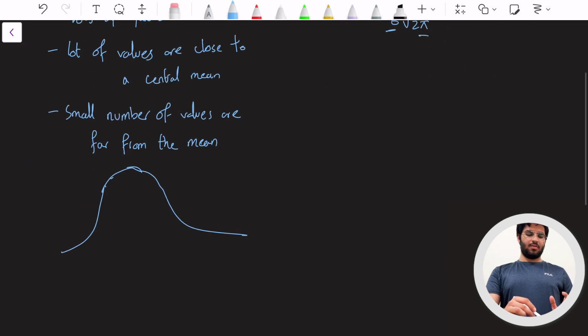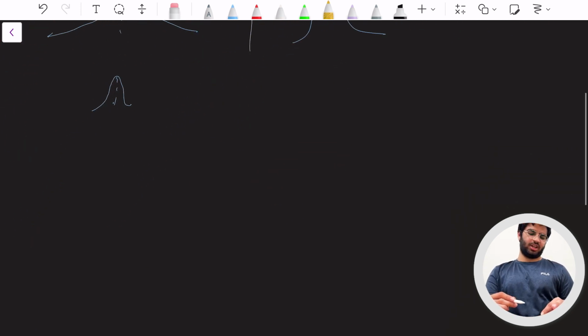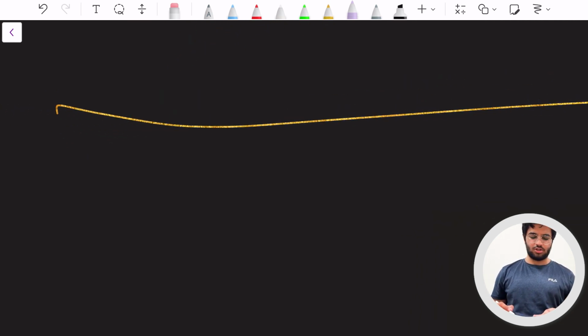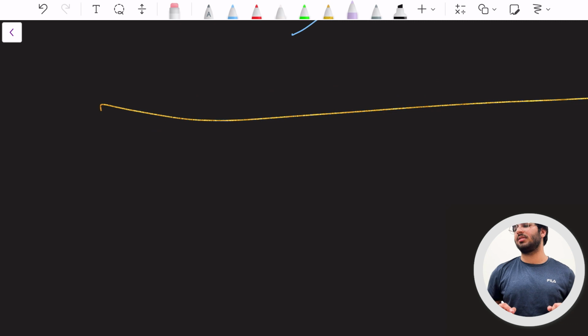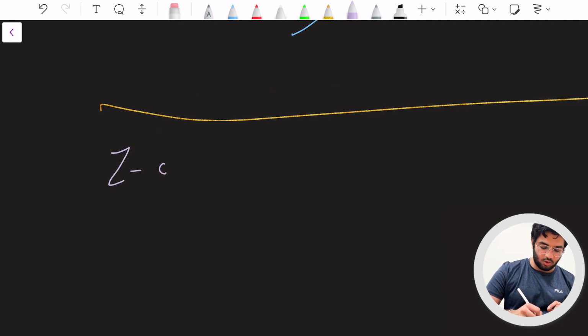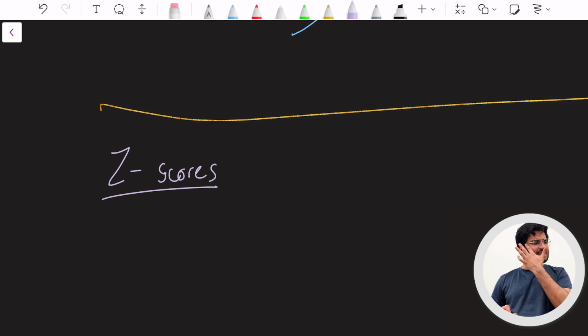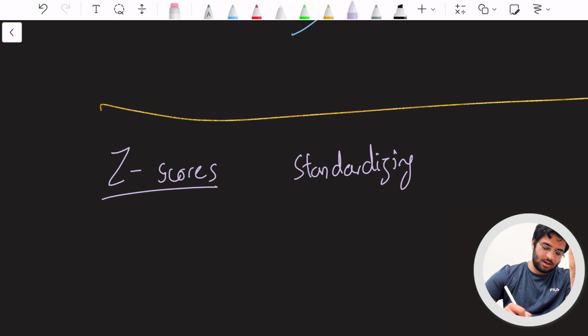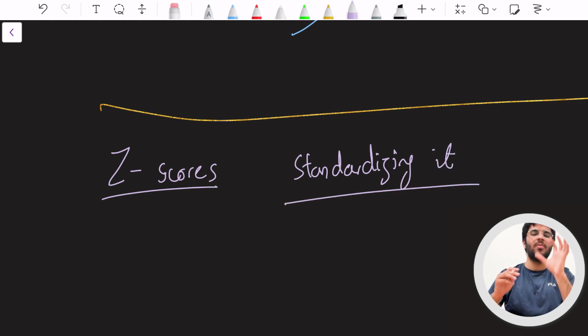Let's look at something a bit more exotic, something that fewer people know about and fewer people focus on. This is the hardcore stats. We're going to look at z-scores. And what is that? It is basically having a normal curve and standardizing it. So don't be afraid, I'll take you through it step by step.